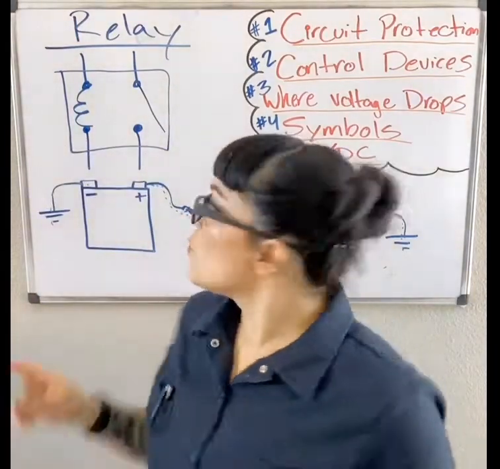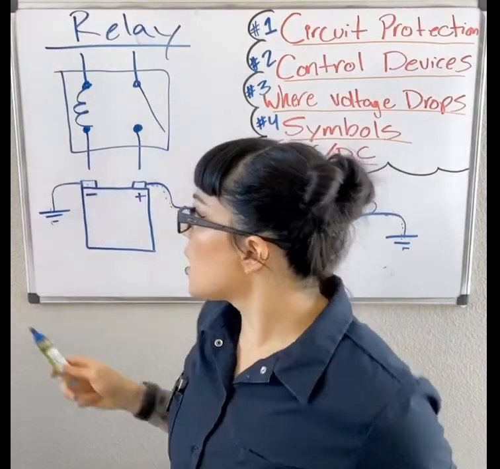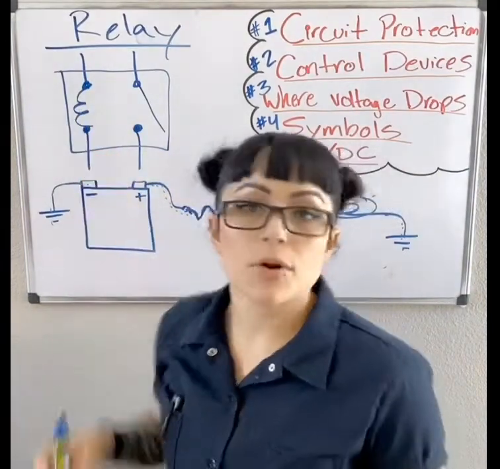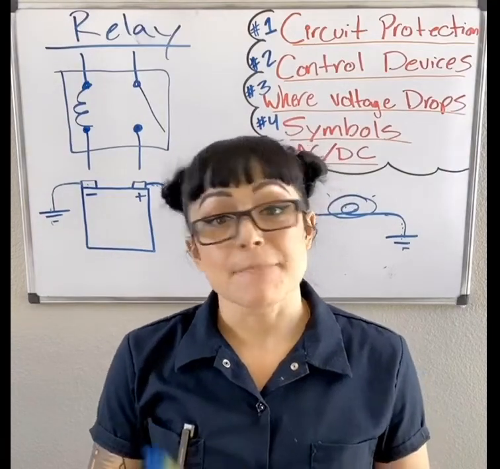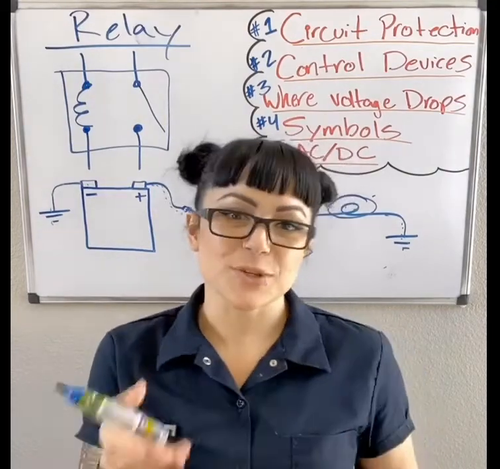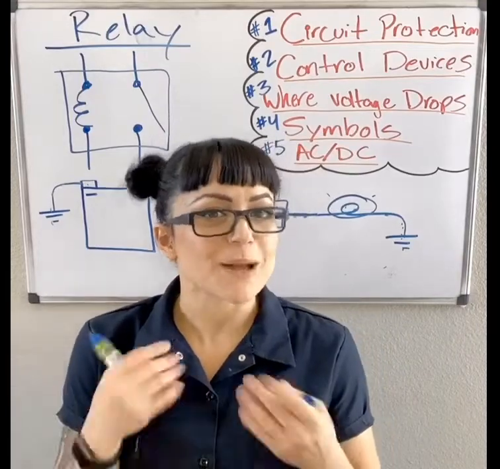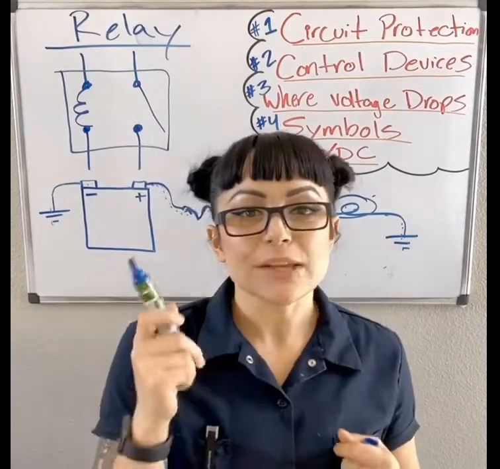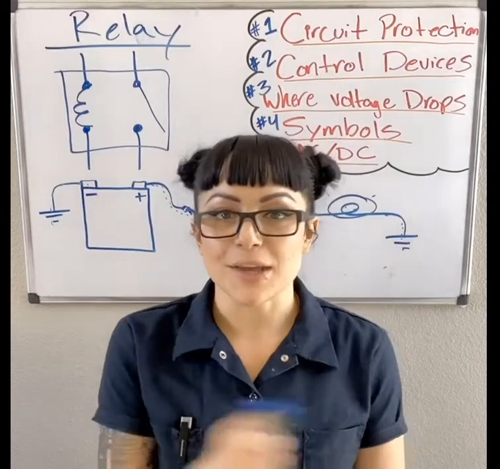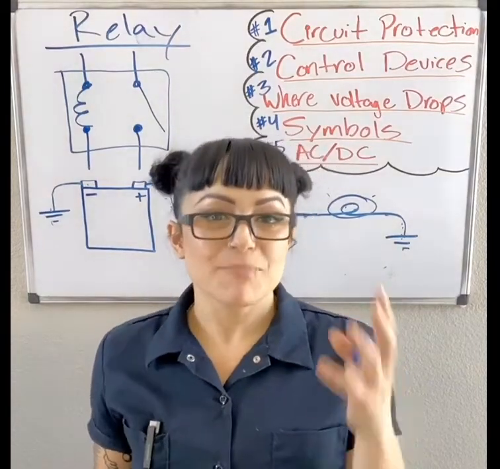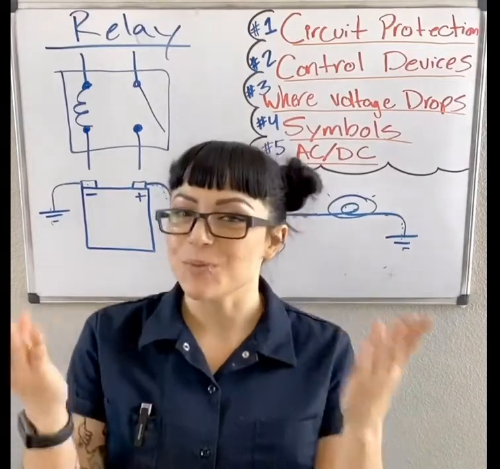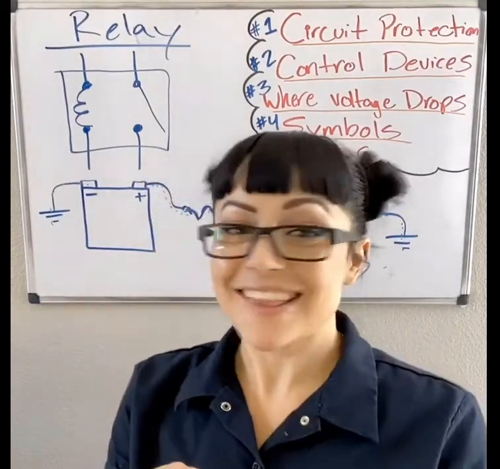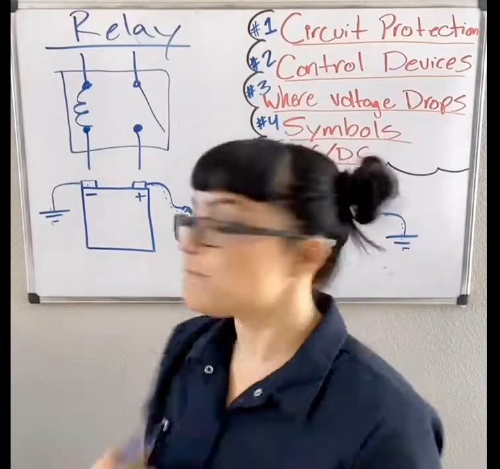We are going to use one side to control the other side. If I put current through a coil of wire, I actually create magnetism. Magnetism and electricity have a very special relationship because you can create one with the other, and it goes both directions. If I have magnetism, I can create a current. If I have a current, I can create magnetism. Super fun. You'll learn more in an electrical class, so make sure you take that.